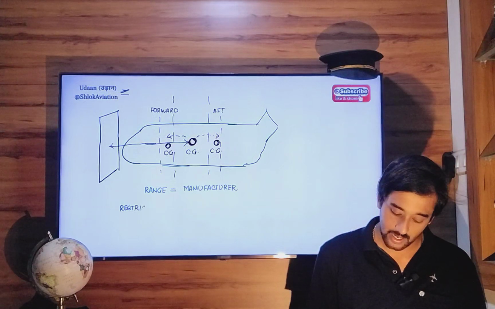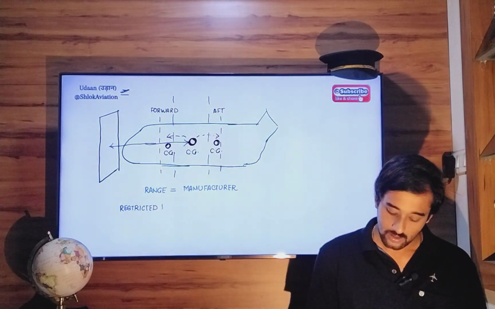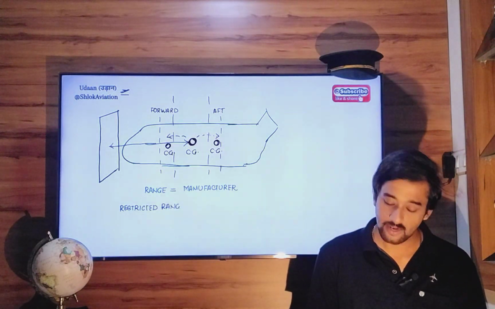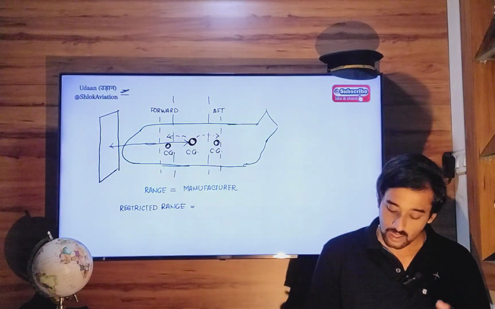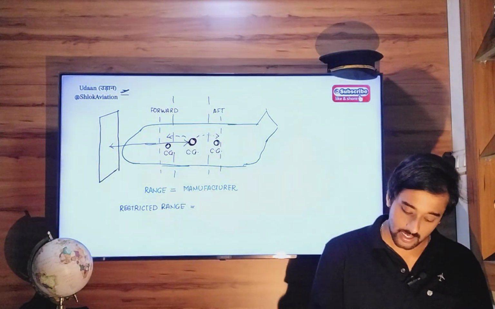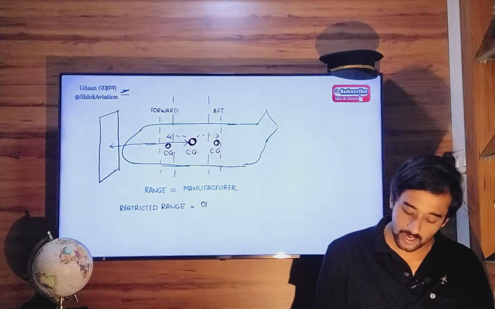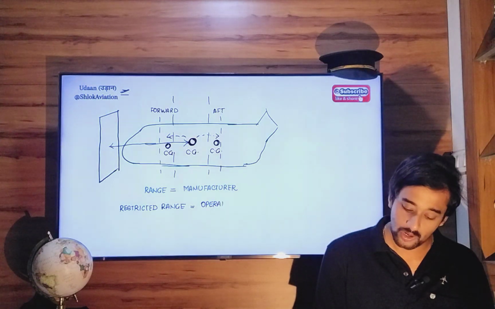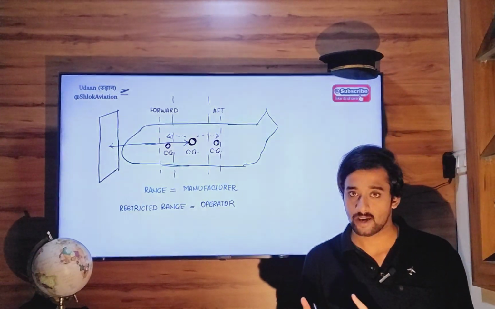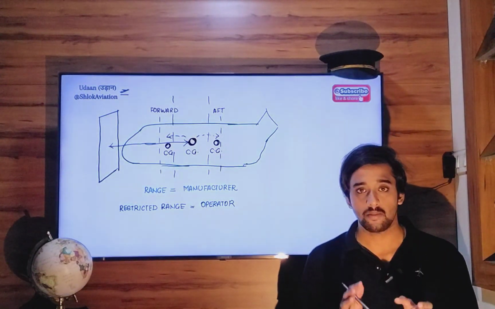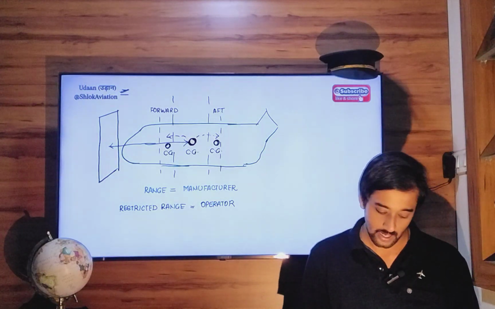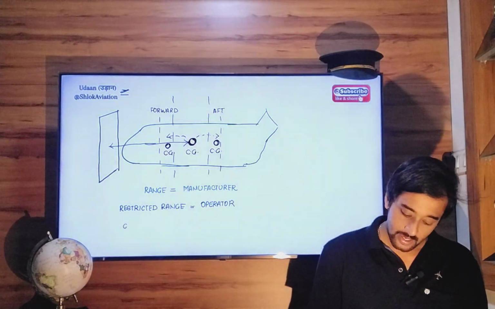So a restricted range, this is done for safety reasons or other factors. So restricted range, operator of your aircraft. The original range is determined by a manufacturer. Any changes to that can be made by an operator. Okay. Next very important thing, calculation.